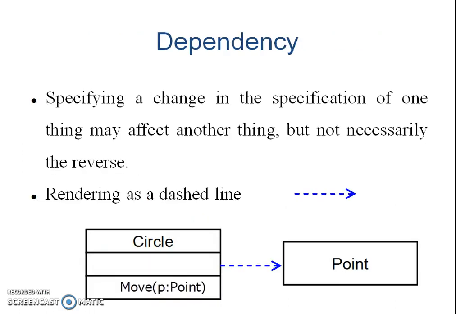Next is the dependency. Dependency specifies that a change in the specification of one thing may affect other things, but not necessarily the reverse. In UML, the dependency relationship is represented with the help of a dotted line and arrowhead. So in the example, I can say circle depends on points.